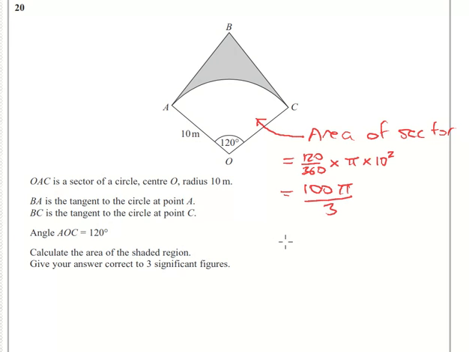Now that's the easy bit. That will probably get you at least one, maybe 2 marks out of the 5. So that's kind of nice. To get the other 3 marks, you need a little bit more thinking. Firstly, tangents from a common point are equal in length.